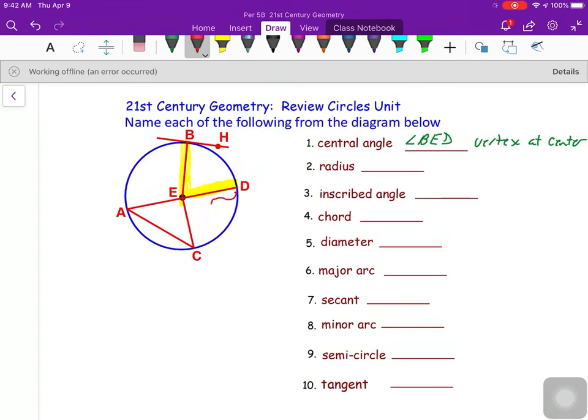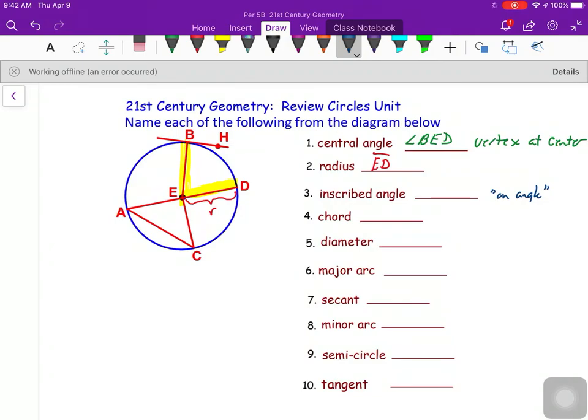A radius. Now, a radius can be named in a couple different ways. A radius can be named as a segment, or it can be named as a distance. When we're asked to name it, it's often best to name it as a segment. So this would be an example of a radius right there. So I'm going to call that segment ED, and I'll put the segment symbol on the top.